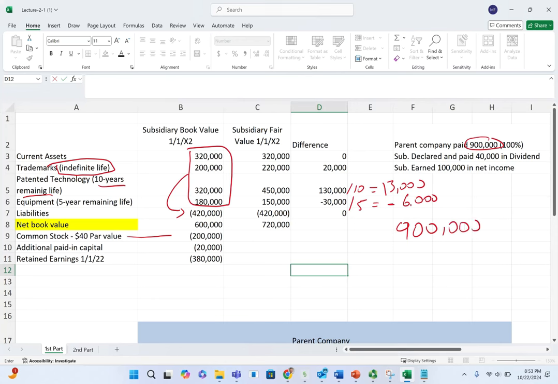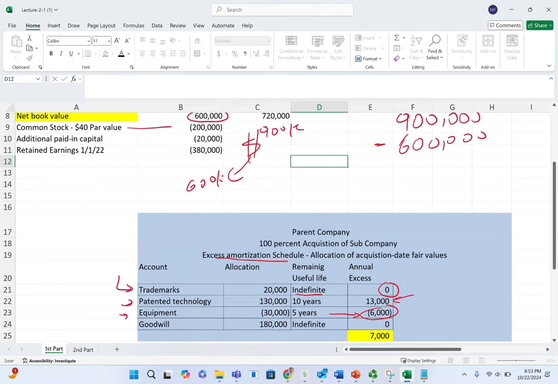Of this 900,000, what did we do? We purchased the book value of the asset. Well, what's the book value of the asset? The book value of the assets was 600,000. Therefore, of the 900,000, think of it as allocating the 600,000. What did you buy? You bought 600,000 worth of book value, but you paid more. Well, what else did I pay extra for? I paid extra for the trademark, I paid extra for the patent, and I underpaid for the equipment because the fair value is less.